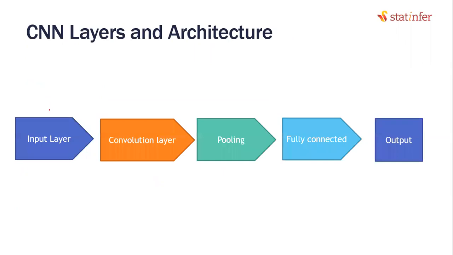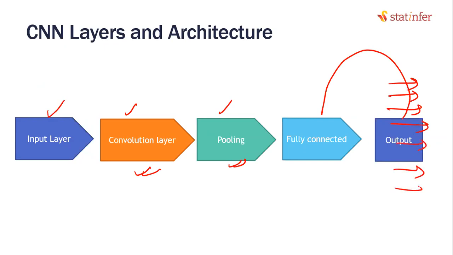CNN architecture is input layer followed by conv layer followed by pooling layer. Usually again we add another conv layer, another pooling layer, another conv layer, another pooling layer, depending on the complexity of the data. Finally, just before the output layer, what does the output layer have? Output layer has output classes. How many distinct classes are there in your output? Those many classes will be there in the output layer.